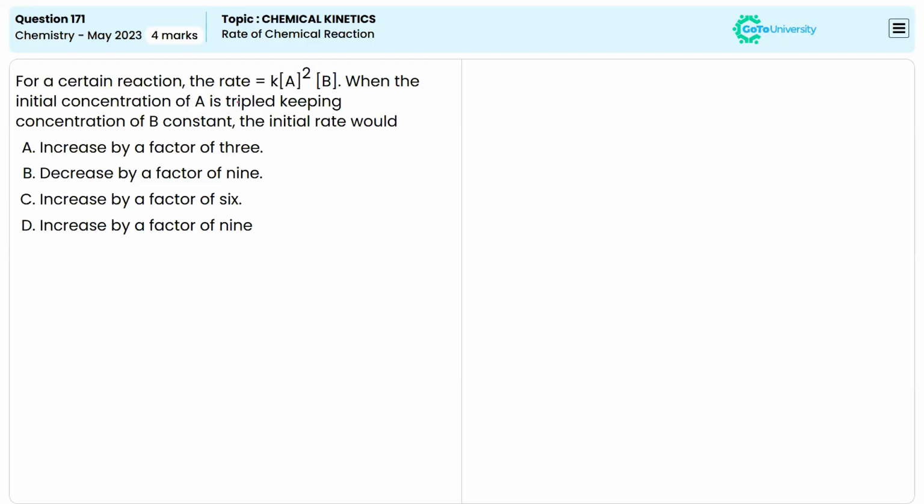Here the question is, the rate expression of a certain reaction is given, and it is given that the initial concentration of A is tripled and the concentration of B is kept constant. So what will be the change in the initial rate? First we can write the rate expression. Rate is equal to K times concentration of A squared times concentration of B.